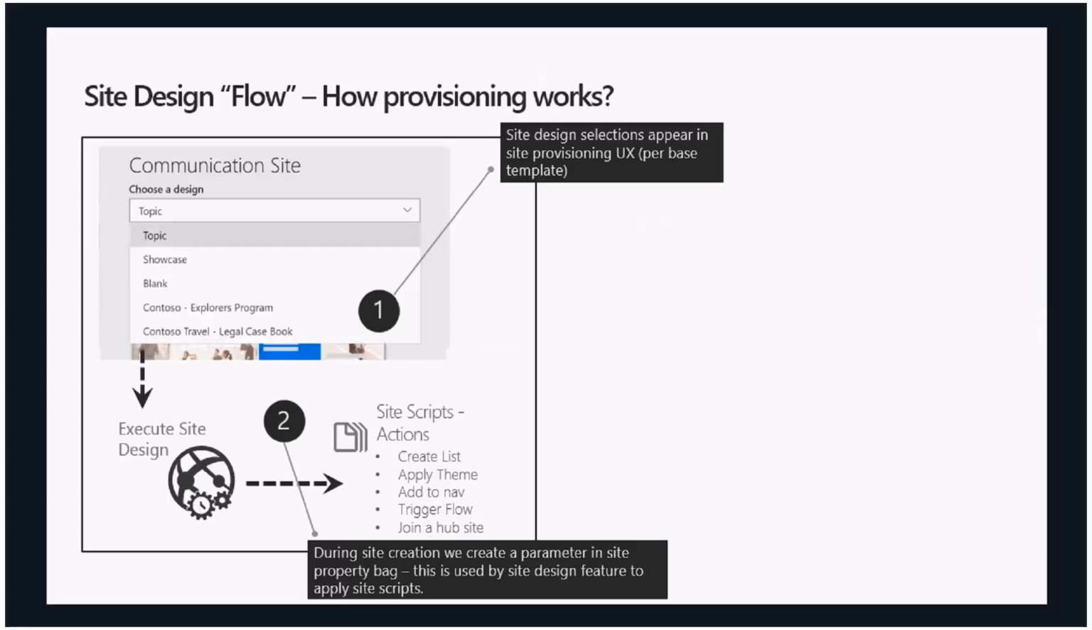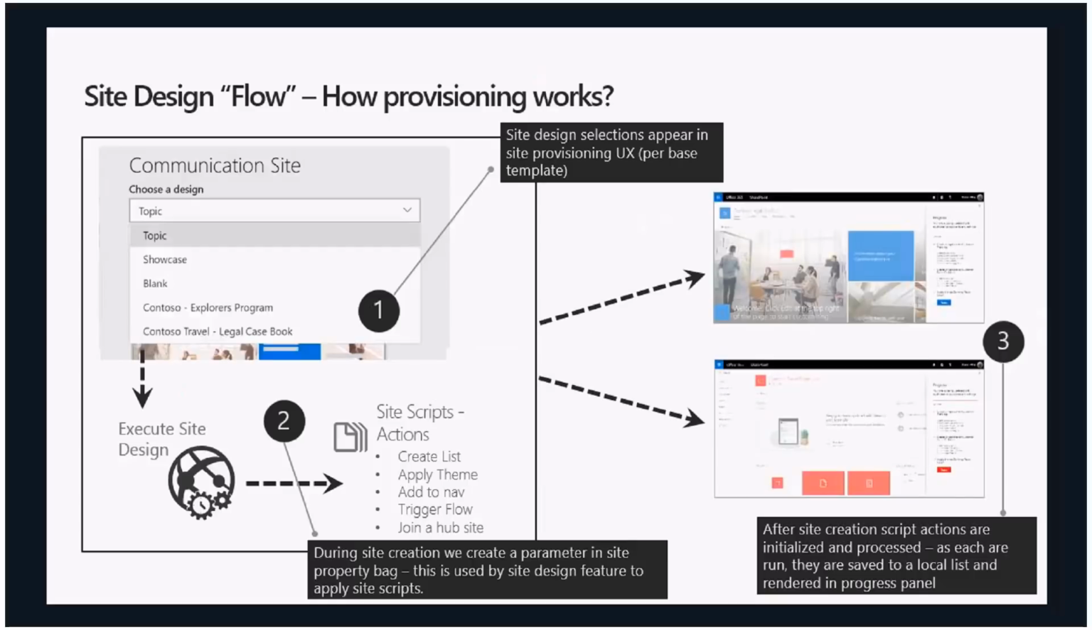Basically, whenever we create a site, we'll first create the site collection using the out-of-the-box, just the basic, let's say, communication site. But then the site design is defining what are the additional actions to be performed for that just created site. So you can actually apply a theme, you can add a navigation, you can trigger flow, you can create a list and all of that stuff. This is the old set of actions, so nothing new there yet. And then you'll get a site which is modified based on your business requirements.